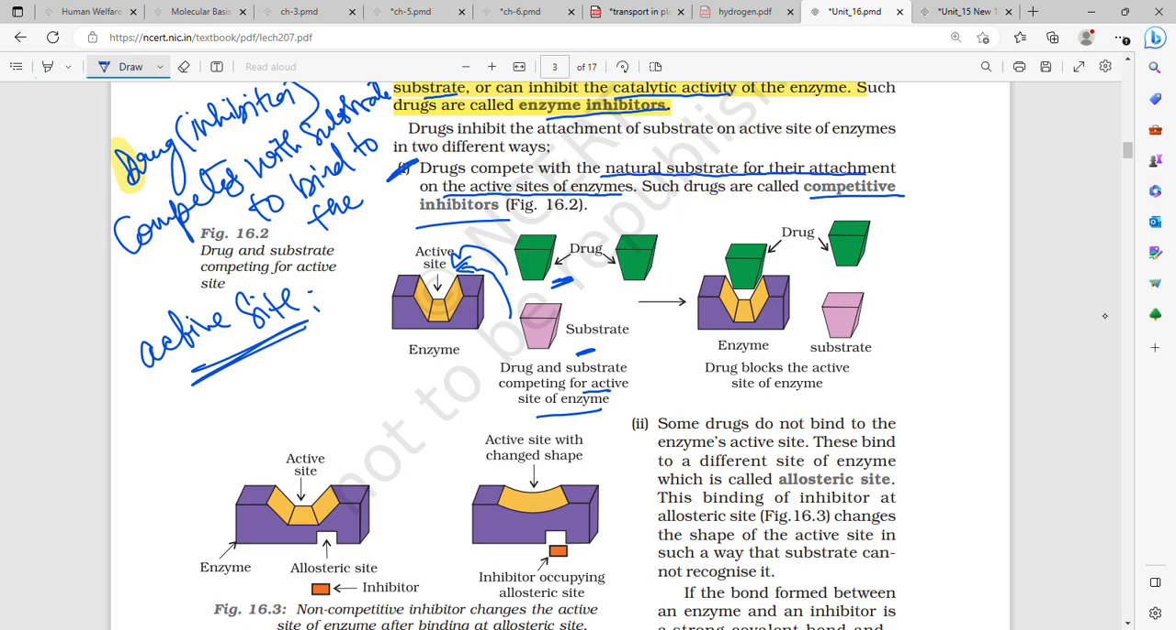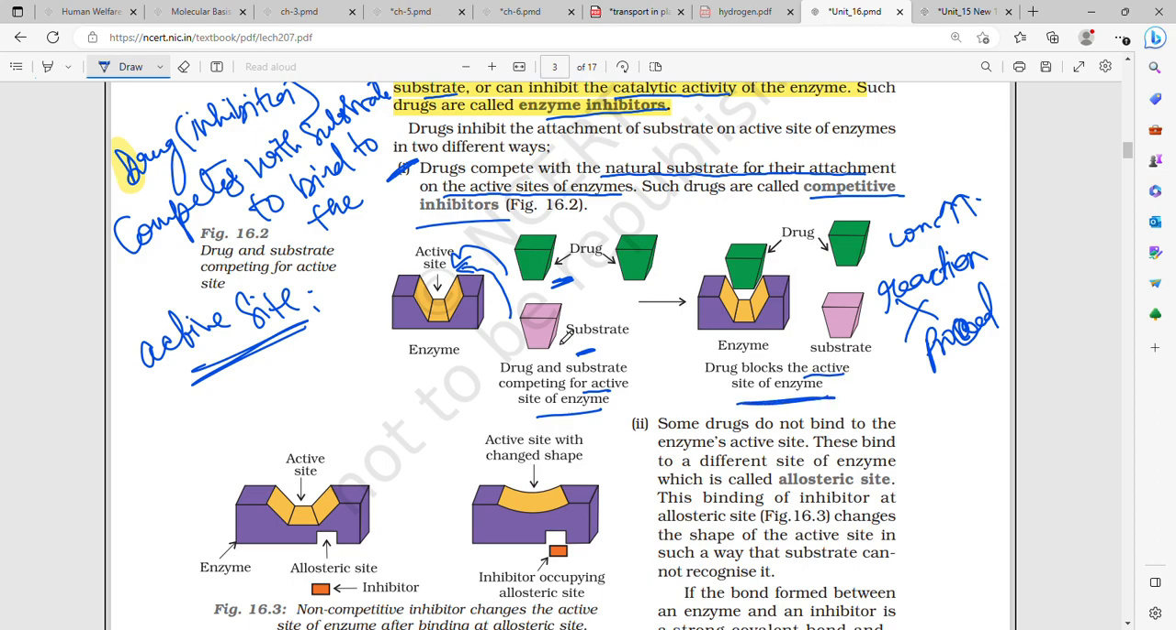So just in case the drug is present in more concentration, or it has more affinity to bind with the active site of the enzyme, and the drug binds with the enzyme instead of the substrate, then the reaction will not proceed. So that is, the drug has blocked the active site of the enzyme. So such drugs are called competitive inhibitors.